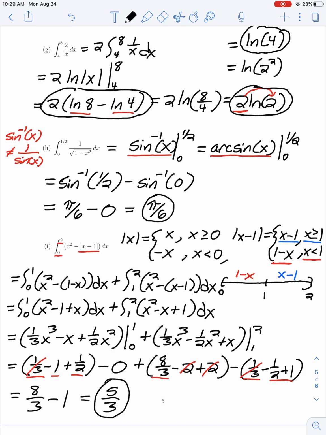5/3. So this last example illustrates how we would handle the case of finding an antiderivative of something involving the absolute value. We have to think about that absolute value function as being defined piecewise, and we might have to split our integral into a couple of pieces depending on how that absolute value function is defined on different intervals.